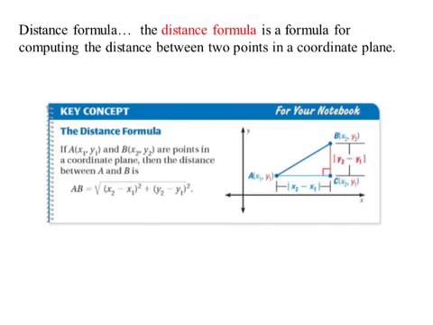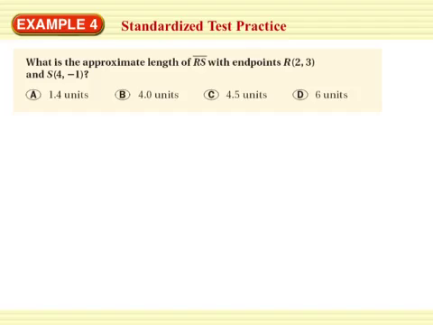So we have A and B are points in a coordinate plane. The distance between A and B is the square root of x2 minus x1 quantity squared plus y2 minus y1 quantity squared. A great thing for your note card. Awesome. There we go. Let's try one. What's the approximate length of RS with those 2 endpoints?